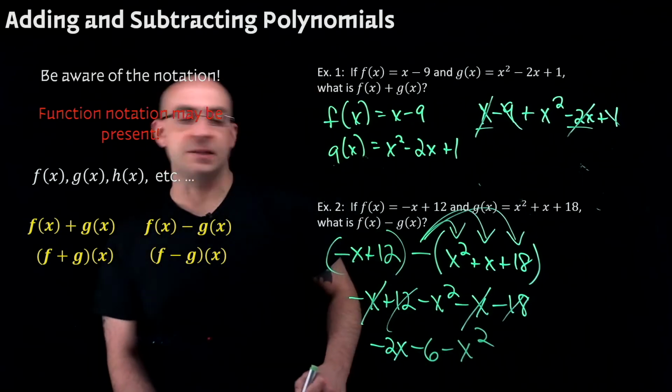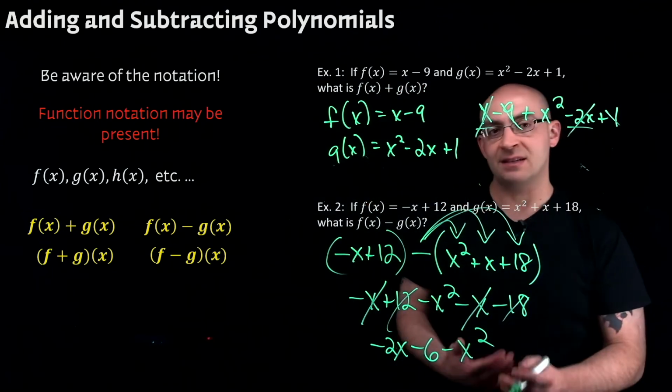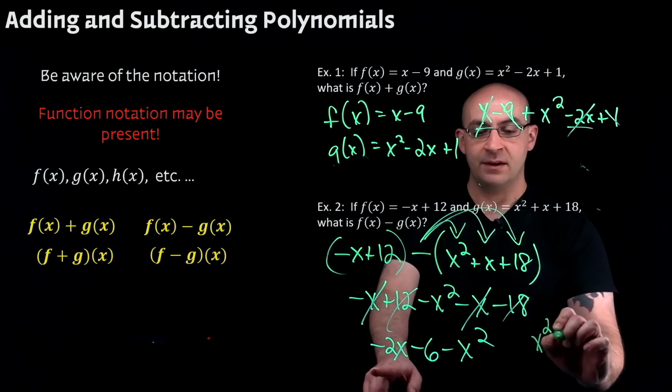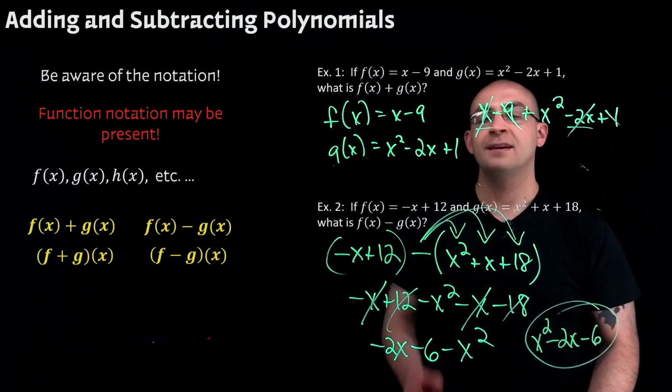Again, algebraically speaking, we're totally right here, but we're in the wrong order. It needs to be in descending exponent order. So let's go ahead and do that. This is going to turn into x squared, then the negative 2x, and then the minus 6. Final answer. Let's do two more.